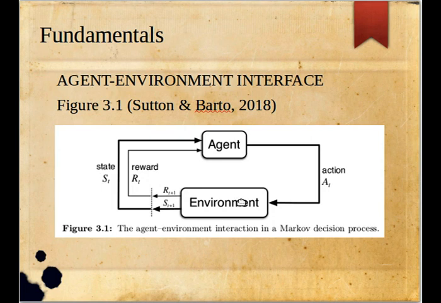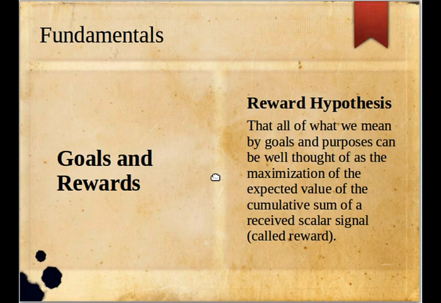In reinforcement learning, the purpose or goal of the agent is to collect rewards passing from the environment to the agent. Thus, the agent's goal is to maximize the total amount of reward it collects. This means maximizing not immediate reward, but the cumulative reward in the long run. The use of a reward signal to formalize the idea of a goal is one of the most distinctive features of reinforcement learning.